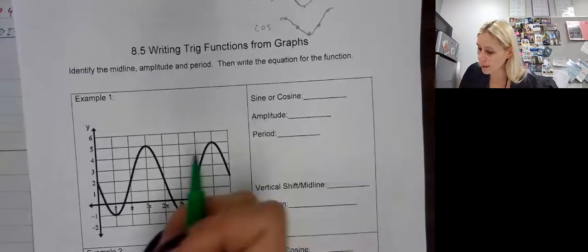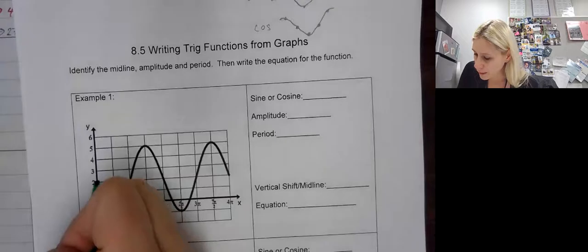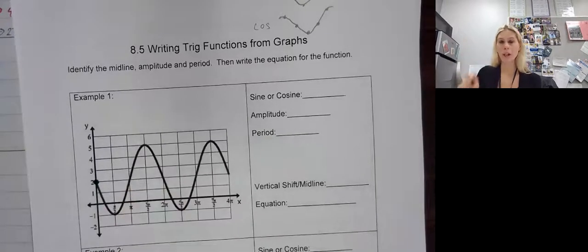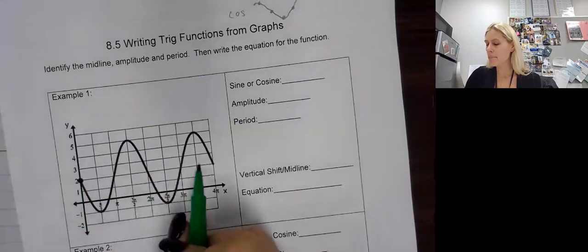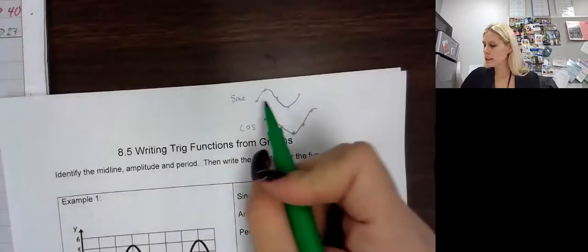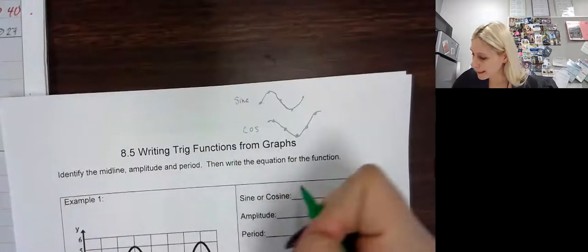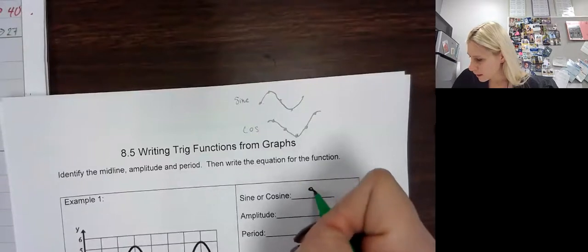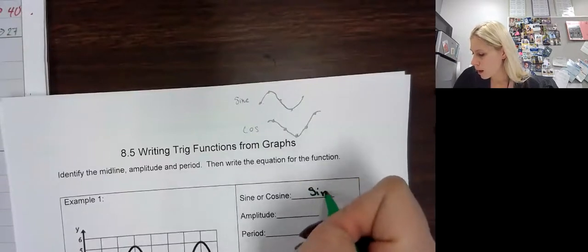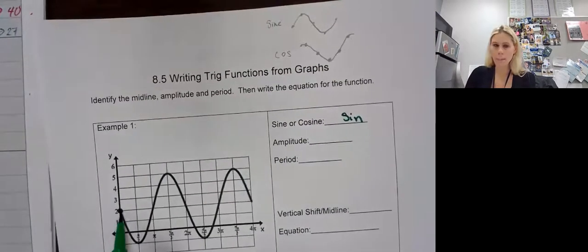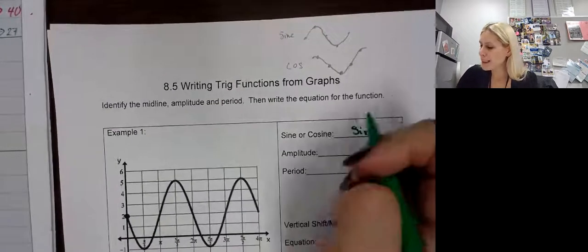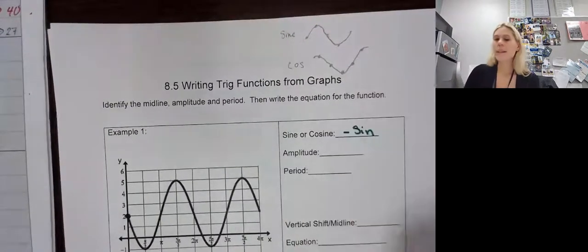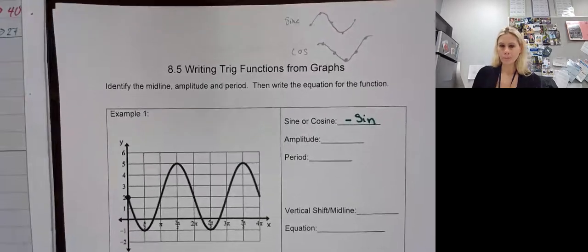So if we look right here, I'm starting at 2. Remember, because I'm starting at the y-axis. So if I look, this 2 here is in the middle. So which one of these starts in the middle? That would be sine. Now, what I want to also point out is that what happens? It goes down first, not up. So that means it must be a negative sine.